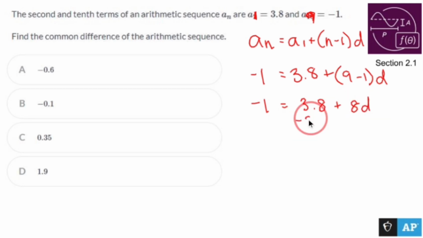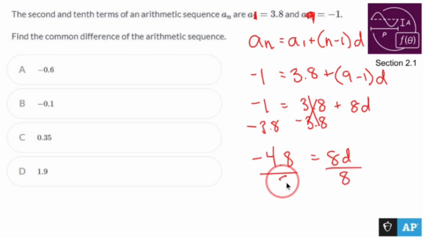Let's subtract 3.8 from both sides. You become -4.8 equals 8d. Divide both sides by 8. And -4.8 divided by 8 is -0.6. It's going to be my common difference. So there you go. So we were a little clever on this. We're clever kids.